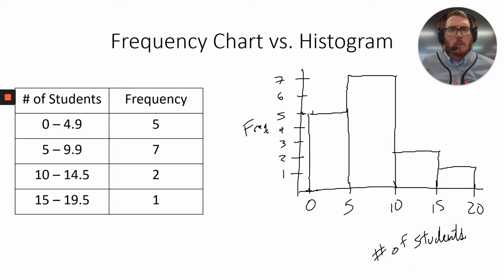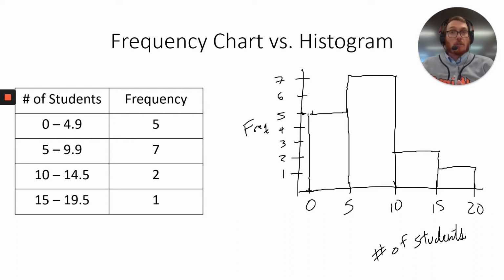From there, that chart is then just visually shown. So you're saying from 0 to 5, there are 5 people. From 5 to 10, there are 7, and so on. So the class width here was 5, and the starting number was 0. And then this would be the histogram if I were to draw it by hand.